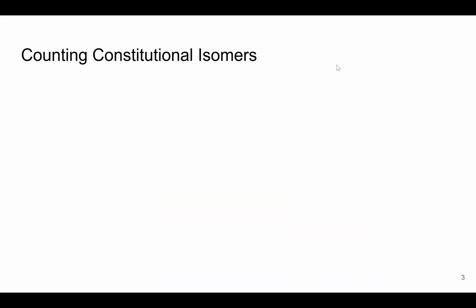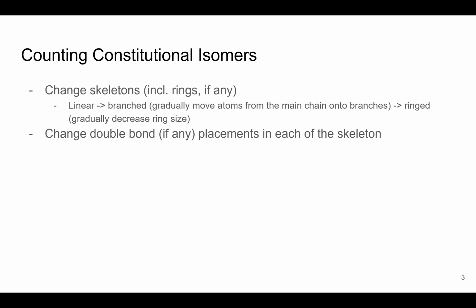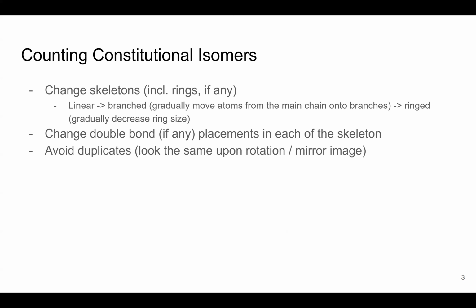Now, having clarified what constitutional and configurational isomers are, let's move on to how to count constitutional isomers. The first step is to change the skeletons, including forming rings if possible. One easy way to do this is to move from the linear to the branched molecule. The second step is to change the double bond placements in each skeleton if there are any double bonds or triple bonds to start with. Then finally, you just have to check for duplicates and avoid them.